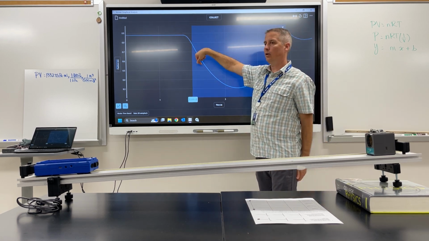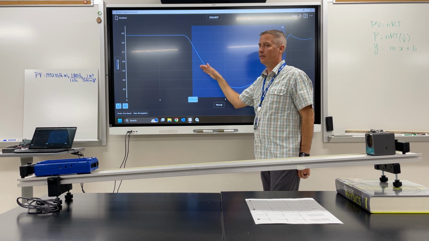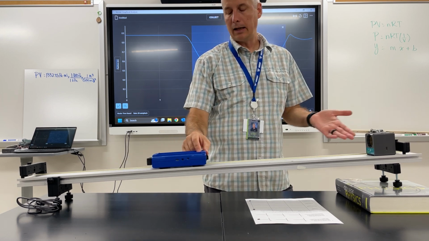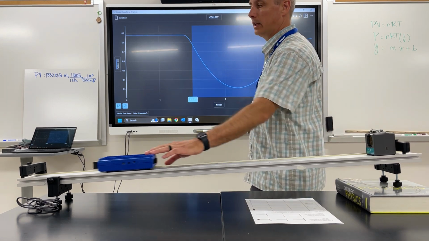The direction of the slope tells us about the direction of motion. This is a negative slope, so it's going towards the origin, I should say, in the negative direction, and that's a positive slope going in the opposite direction.